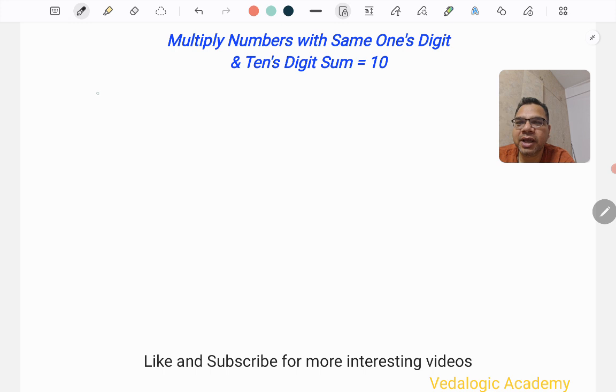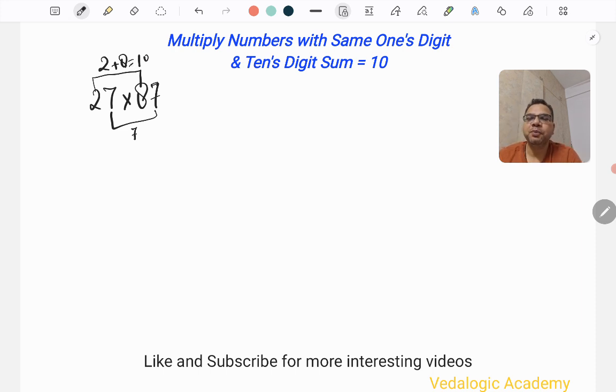So let's say that we have 27 multiplied by 87. If you see here, the ones digits are same, which is 7. And the tens digits are 2 plus 8. If I add them together, it becomes 10. So this is a special scenario where we have a simple formula and we can multiply it in 2 or 3 steps. The answer we are going to get here will be in two parts.